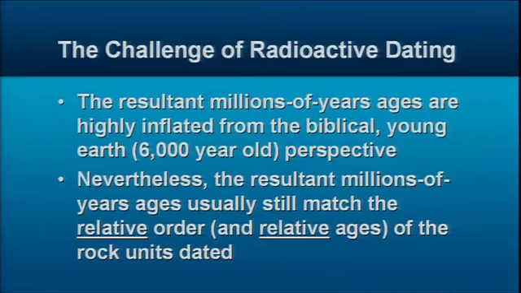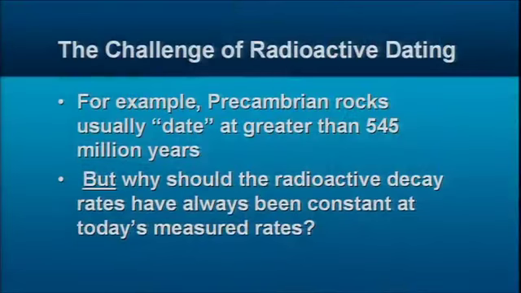often the resultant millions of years ages usually still match the relative order of the strata. In other words, rock layers down the bottom usually give older ages than rock layers up the top. And there's a reason for it, as we'll see shortly. But just hold that thought and we'll come back to it. For example, Precambrian rocks, ones down in the crystalline basement of the Grand Canyon that we'll talk about on Thursday night, usually date at older than 545 million years. And that's supposed to be the age of the Precambrian.